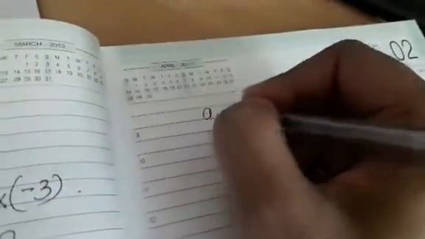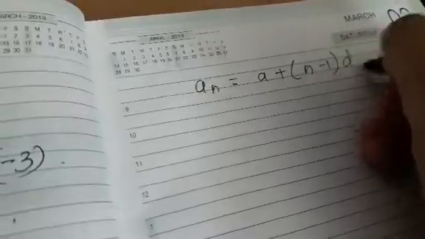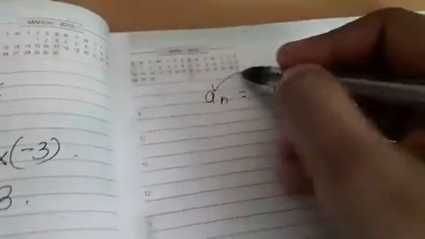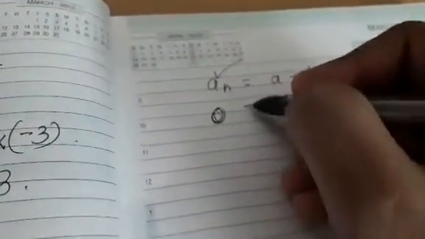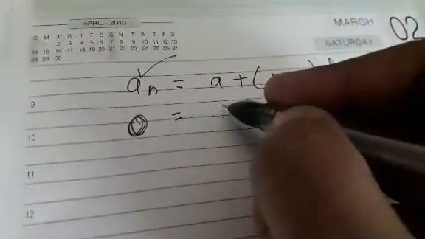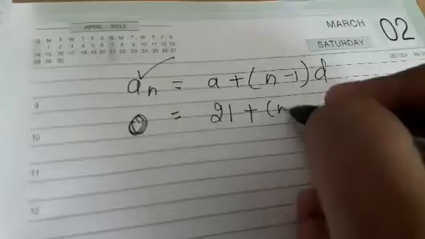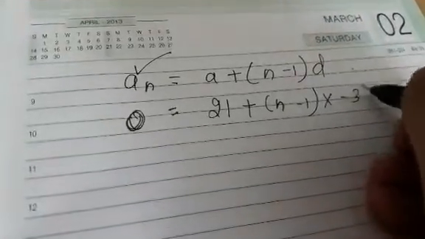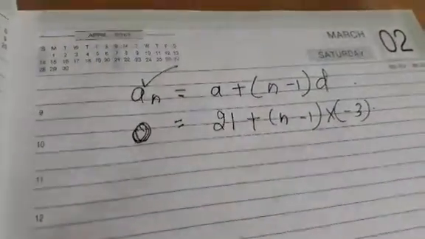So let's apply the formula once again. It will be an is equal to a plus n minus 1 into d. We want this term to be 0. We have to find for which particular value of n. A is 21 plus n minus 1 into minus 3. So we have 21.